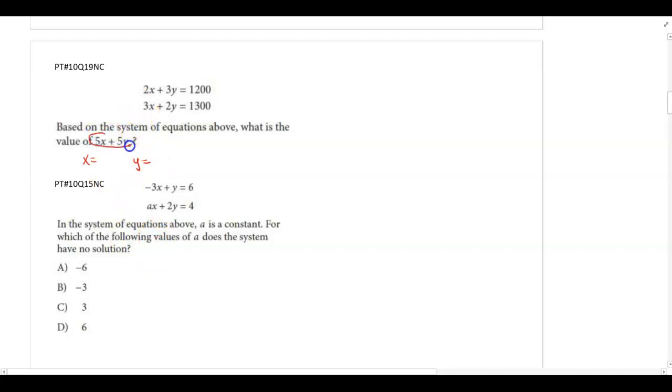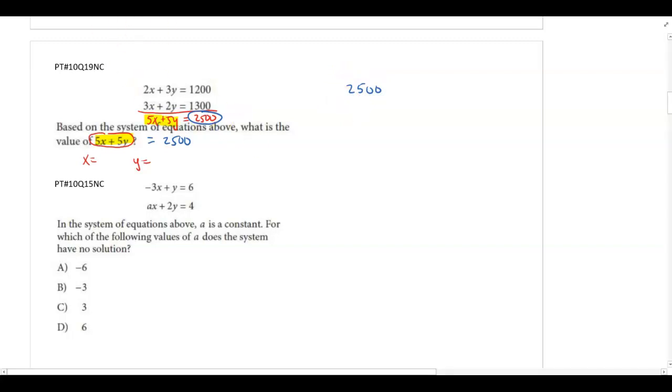But anytime they give you this, here's one hint of advice. Do yourself a favor. When you solve a system using elimination, you're basically adding the two equations together. So if I go ahead and do that, 2x plus 3x is 5x, 3y plus 2y is 5y, equals 2,500. Well, if you look here, isn't that 5x plus 5y? Yeah. And basically, what does it equal? It equals 2,500. So 5x plus 5y is equal to 2,500. So in the gridded response, you would bubble in 2500. That's it.